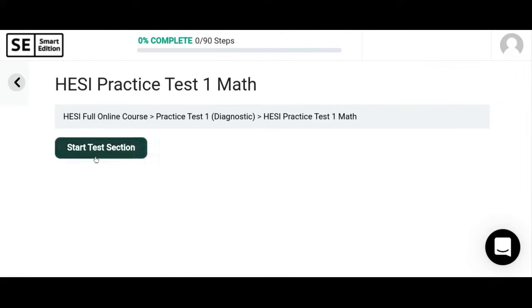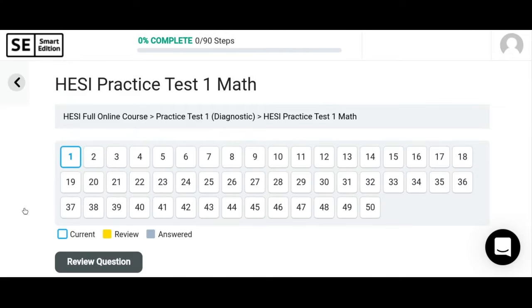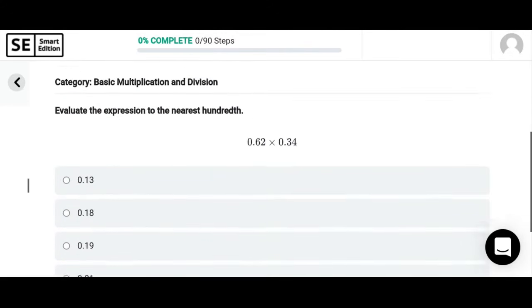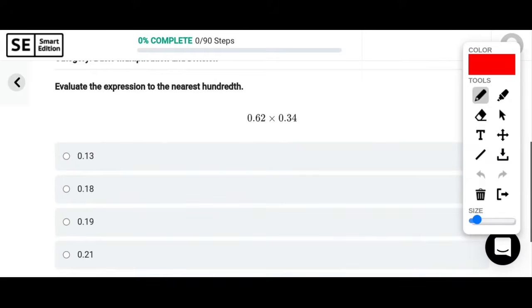All right, let's jump into it. Okay, so we are going to go through 50 questions together today, all for the Math HESI exam. So question number 1, we have 62 hundredths times 34 hundredths.